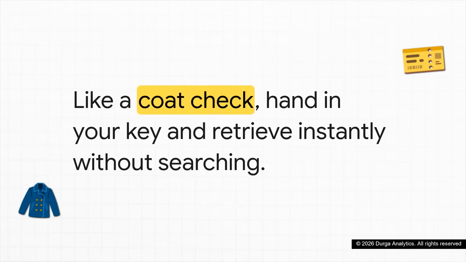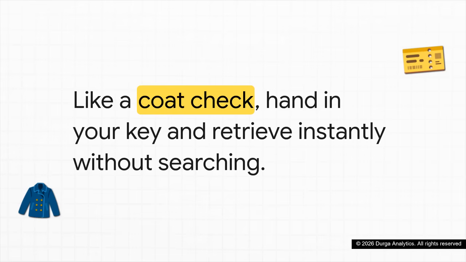You hand the attendant your coat. That's your key, and they hand you a numbered tag. When you come back to get it, they look at the tag and go straight to your coat, instantly, because the hash function computes the array slot directly, and grabbing an item by a specific index in an array is an O(1) operation.